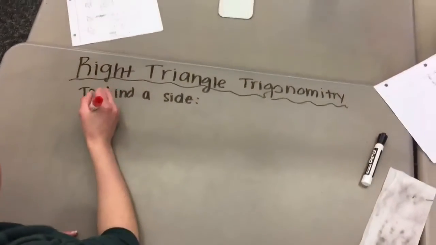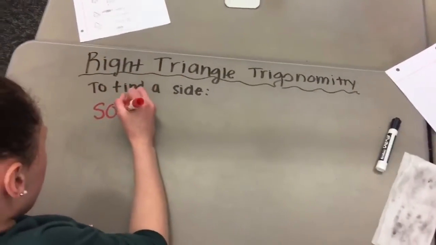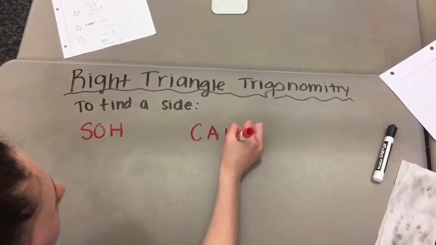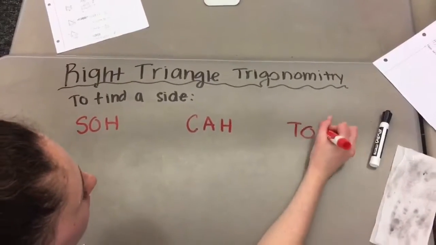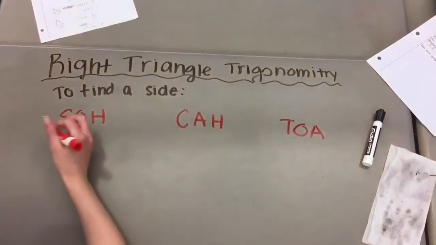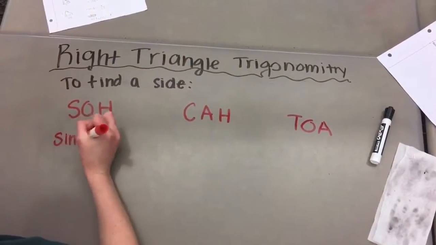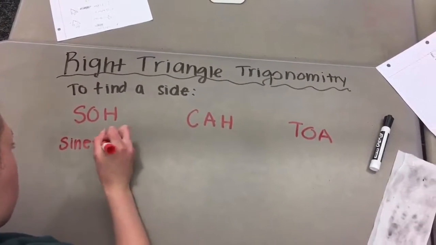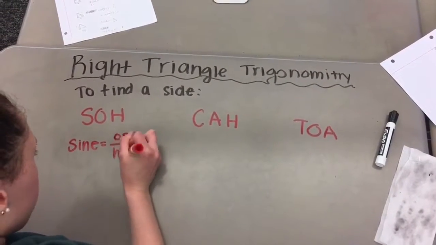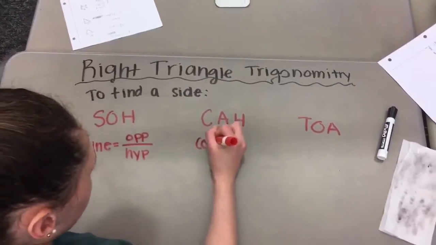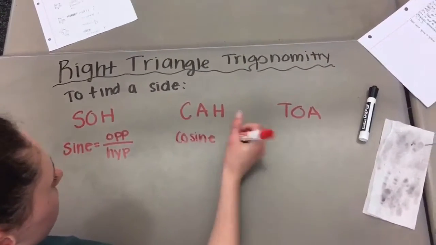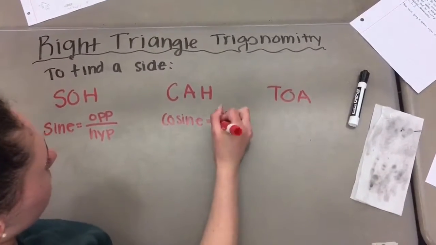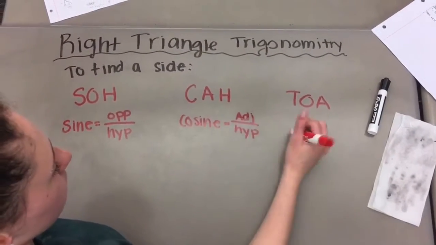Moving on to right triangle trigonometry. To find a side, you use SOHCAHTOA. Sine is opposite over hypotenuse, cosine is adjacent over hypotenuse, and tangent is opposite over adjacent. These are written as fractions, as you put opposite over hypotenuse for sine, adjacent over hypotenuse for cosine, and opposite over adjacent for tangent, as demonstrated in the video.